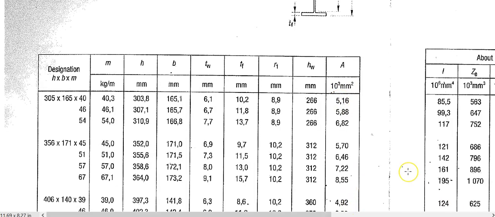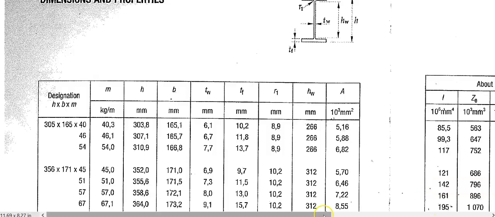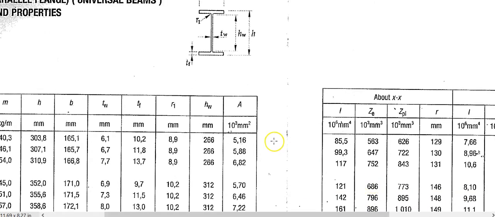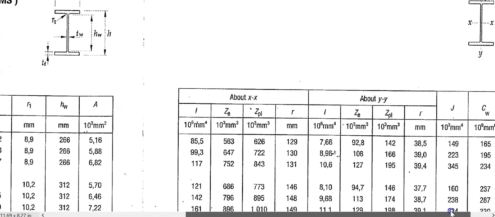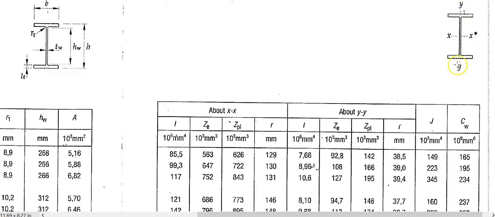And people, if we keep going across the table, still looking at my first section there, notice the x-axis is the horizontal axis, and the y-axis is the vertical axis, as I've been saying in the previous section. So Ixx for the first section here is 85.5 times 10 to the power 6 millimeters to the fourth. Did you see that?